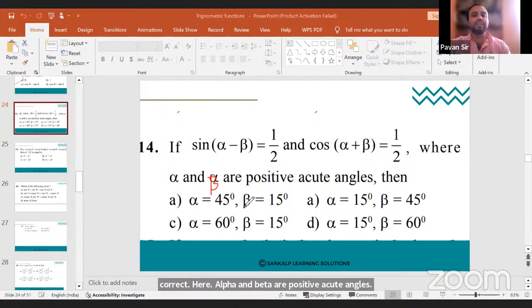Option A: alpha is 45, beta is 15. Option B: alpha is 15, beta is 45. Option C: alpha is 60, beta is 15. And option D: alpha is 15 and beta is 60. So try to solve this and get the answer.